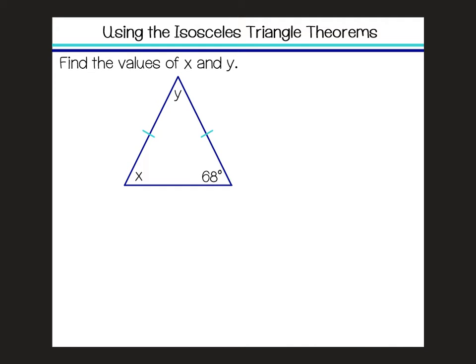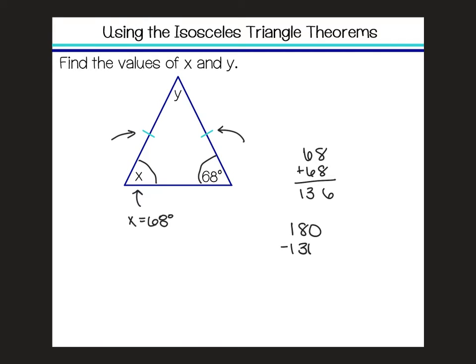So it says find the values of x and y. Again, if we have these two legs which are congruent, we know the base angles are also congruent. So that makes angle x 68 degrees. If you remember the triangle angle sum theorem, we know that triangles add up to be 180 degrees. So if I add the two base angles together, I would get 136 degrees. I know that triangles should be 180 degrees total, so if I subtract 136 from 180, I would get 44 degrees for angle y.